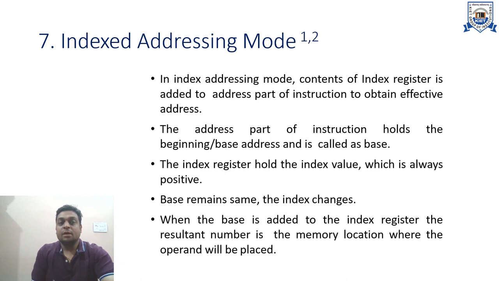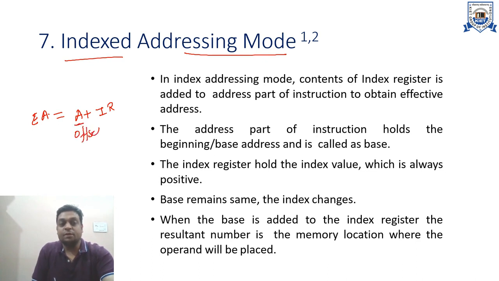Next is indexed addressing mode. In this case, effective address is calculated with the address part of the instruction and index register. Address part of the instruction is again known as offset. So in this case, offset is added with the index register to obtain the effective address. See, content of index register is added to the address part of the instruction to obtain effective address.